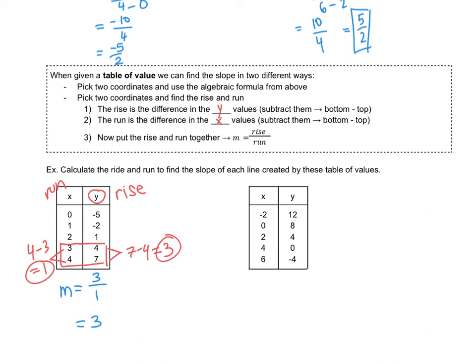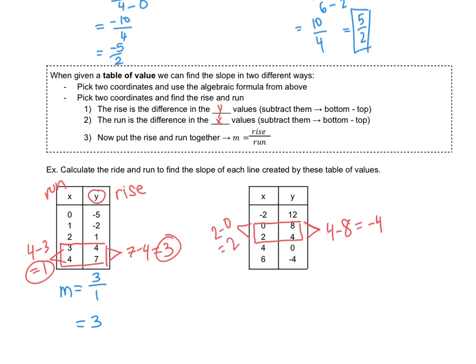Let's try the next one. So I'll take this middle set of values. Again, trying to avoid the negative so I don't make silly mistakes. So bottom minus top. 4 subtract 8 is negative 4. So that means my y values are decreasing by 4. And for my x's, 2 subtract 0 is 2.